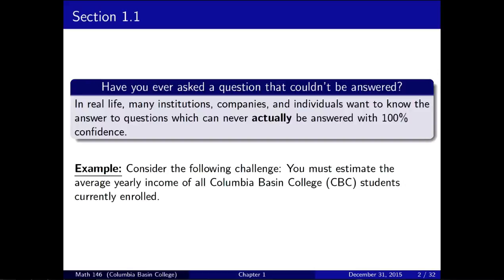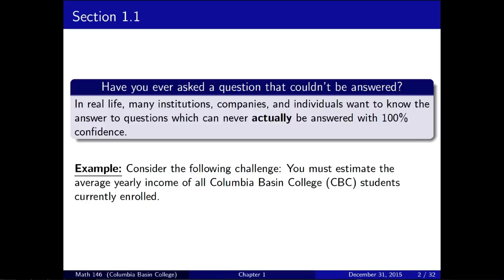So in chapter 1, I'll start out just kind of motivating what we're going to be studying over the next 10 weeks. In real life, a lot of institutions or companies are actually interested in knowing the answer to questions that we can't actually answer. As an example, what if I came to you and said, your job is to estimate the average yearly income of all CBC students, all of them that are currently enrolled?